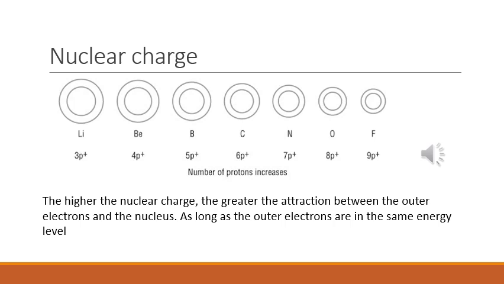The higher the nuclear charge, the greater the attraction between the outer electrons and the nucleus. So the higher the nuclear charge, we've got more positive charges in the nucleus. That exerts a stronger force of attraction on the outer electrons. In effect, you can think of it as pulling the outer electrons in closer, and that's why the size of the atom decreases as we go across a period. This effect is the most important one as long as the outer electrons are in the same energy level. If the outer electrons are in different energy levels, then the shielding effect becomes more important. We'll look at that in the next slide.